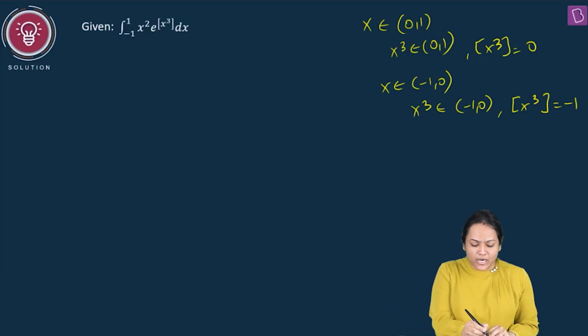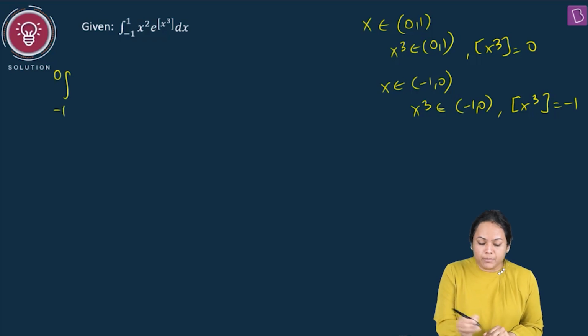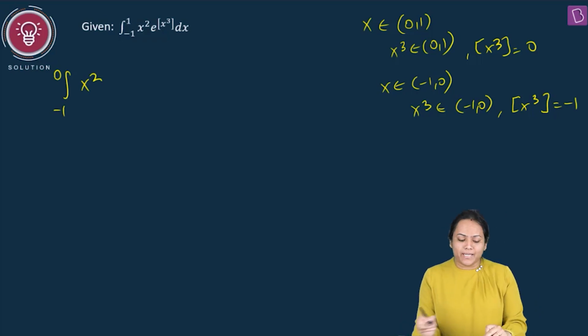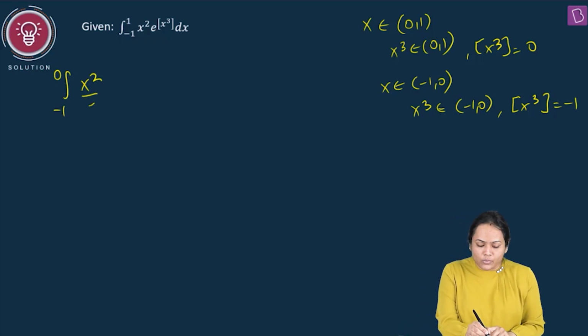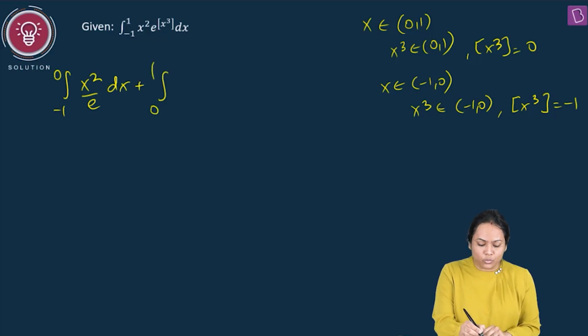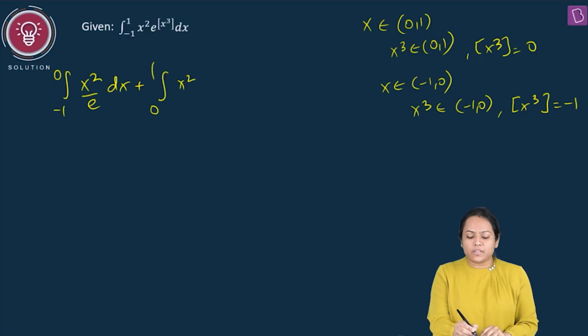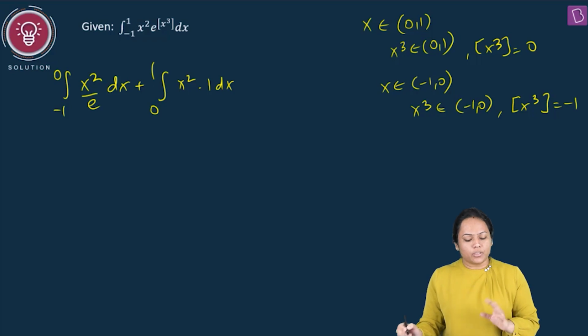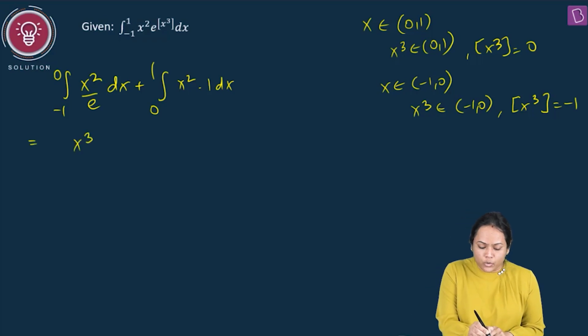Perfect. So let's start writing down. So I can say that integral will be minus 1 to 0 x square, and we have just seen the GIF is minus 1, so it's e raised to minus 1 or 1 by e dx, plus I'll have the next term as 0 to 1 x square. The GIF is e raised to 0, which is nothing but 1 into dx. Clear? So quickly integrating both the parts, the first one will become x cube by 3e between minus 1 to 0, while the next one will become directly x cube by 3 between 0 to 1.